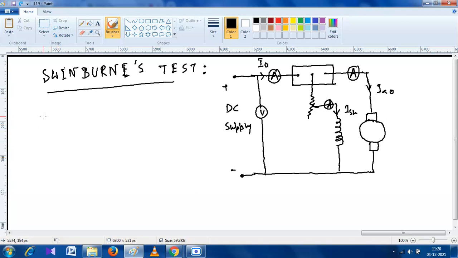How much output power of that test or of that experiment? What is the output power of that experiment?